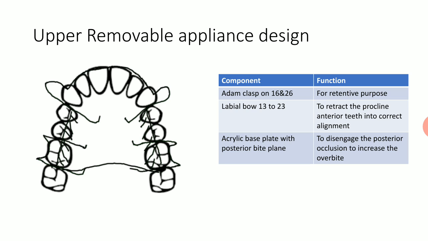So for the upper arch, I plan to put Adams clasp on 1.6 and 2.6 for the retentive purpose and labial bow from 1.3 to 2.3 to retract the proclined anterior teeth into correct alignment, and also acrylic base plate with posterior bite plane, which is to disengage the posterior occlusion to increase the overbite.